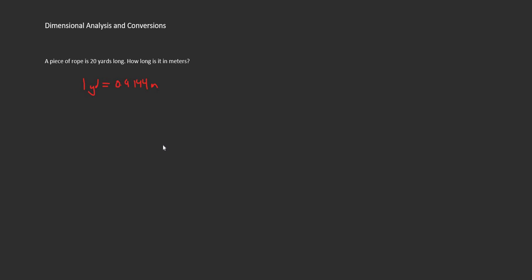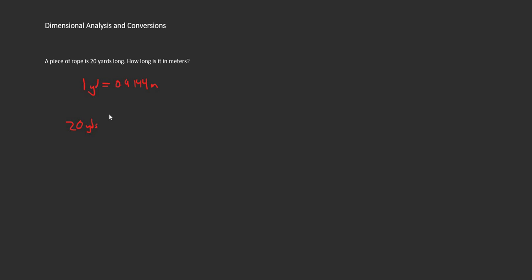So if we wanted to use dimensional analysis to solve this problem, I will give you this big hint up front. Whenever you go to do dimensional analysis, always start with what you know. So start with what you're given and what you know completely. What we know completely is that we have 20 yards of rope. So we'll start with 20 yards. We want our final answer to be in meters.